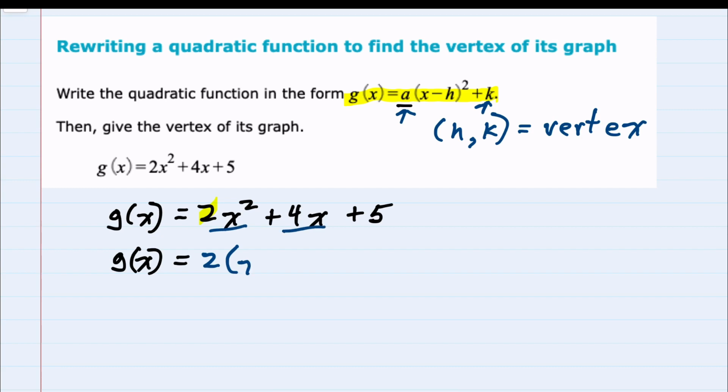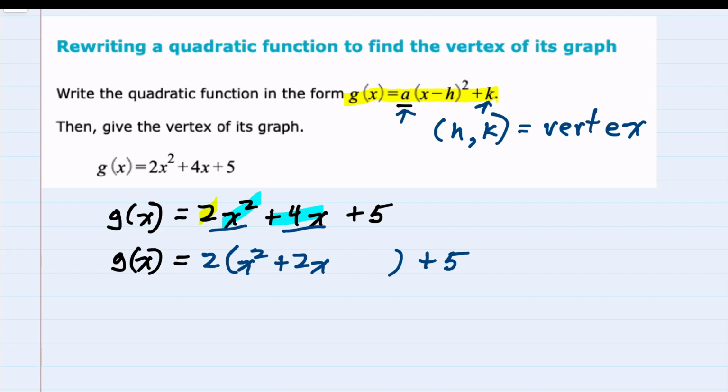So I'm left with an x squared from the first term. And then 4x factoring out a 2 would give me a plus 2x. And from here I'm just going to close this parentheses and put my plus 5 outside. And from here, I can complete the square on the quadratic inside the parentheses.